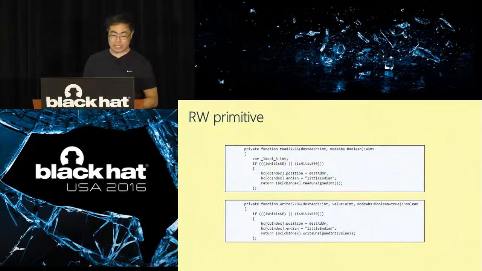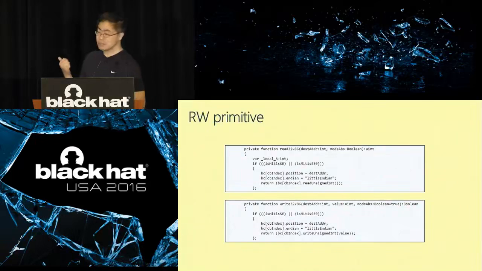In this case, the exploit is very well written and modularized very well. Read32x86 reads whatever memory: you just pass the address, and it reads whatever memory from the process. The second one is write32x86. With this method you put whatever address and value, and it overwrites whatever value in the process.